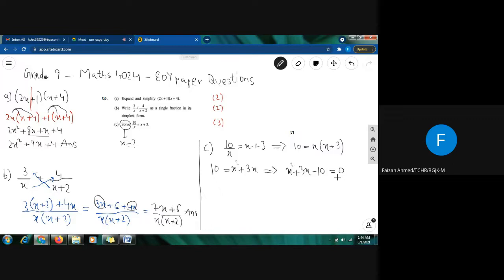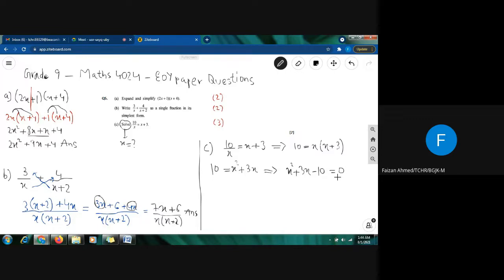So there will be no need of a formula. We will be solving it with the factorization method. If you want to solve it with the quadratic formula method, you can solve it. You will get the same answer. So I will strongly recommend you to solve it with the quadratic formula as well.